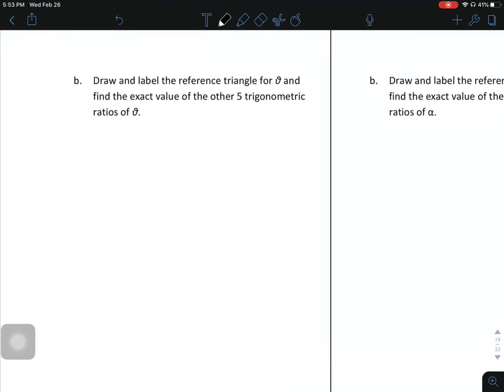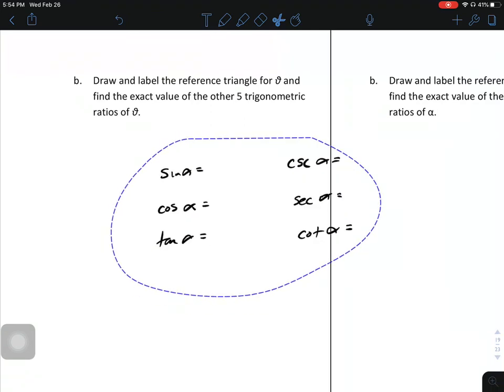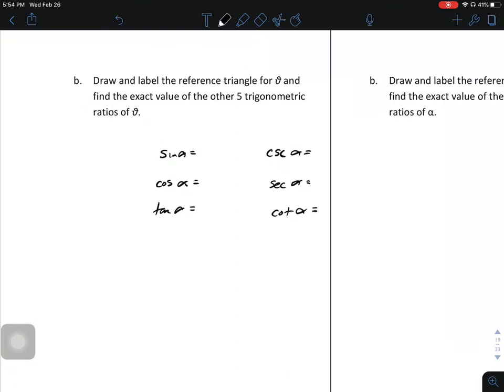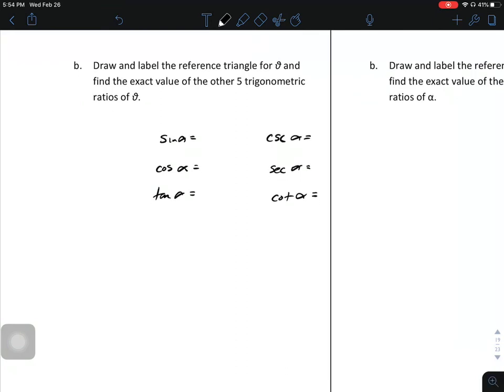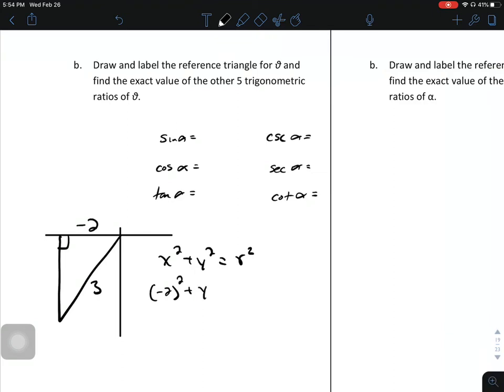B. Let's draw and label the reference triangle and then find the trig functions of those little fellas. So we are told that secant of theta is -3/2, and we concluded we're in quadrant 3. So we have a reference triangle. We know that r is 3 and that x is -2. Don't know what y is. This is not a Pythagorean triple. So we use the Pythagorean theorem.